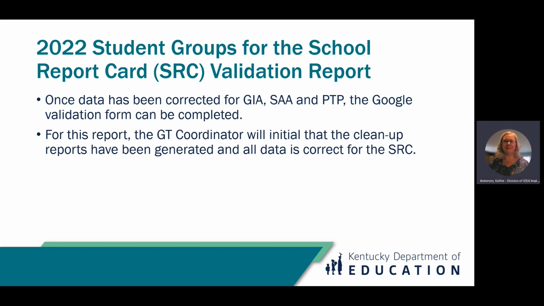2022 student groups for the school report card validation report. So once the data has been corrected and cleaned up for GIA, SAA, and PTP, the Google validation form can be completed. For this report, the GT coordinator will initial that the cleanup reports have been generated and all data is correct for the school report card.